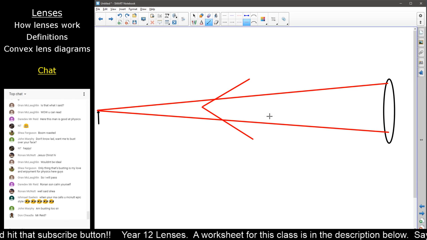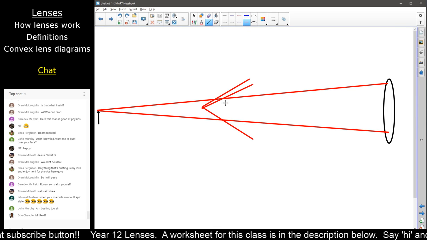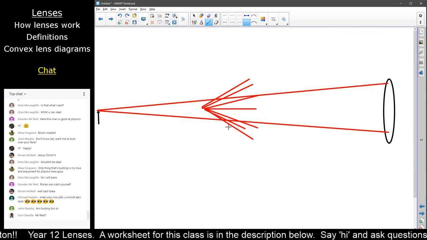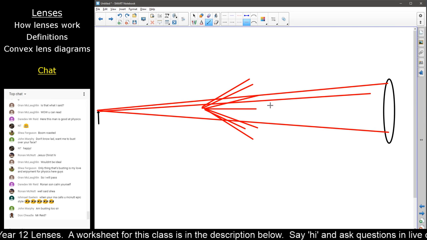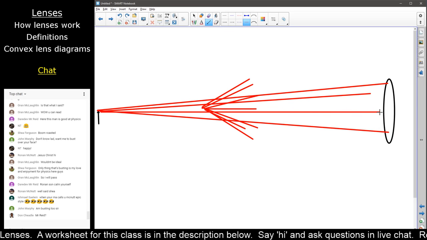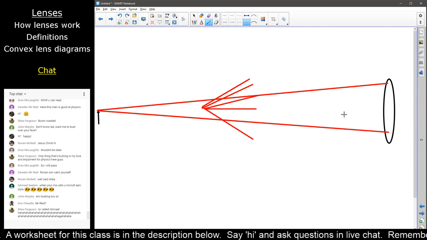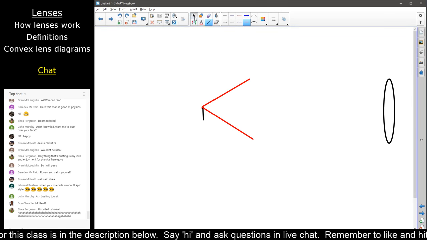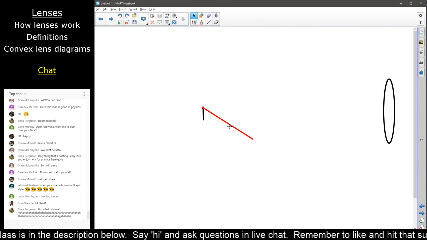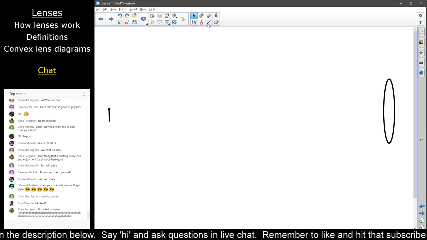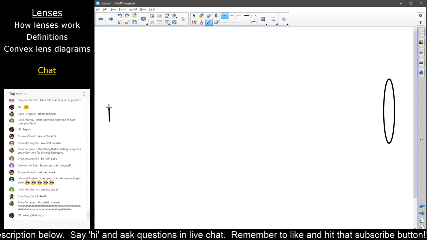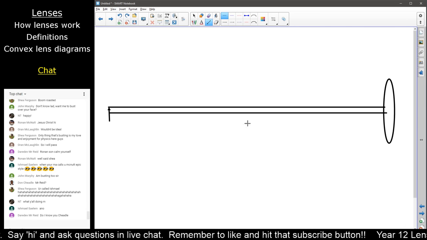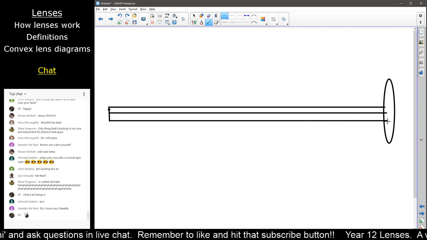As I go further and further back, I can draw piles and piles of rays in here, whereas in here, I can draw less. Still quite a few, but less. Can you imagine a situation where if I got this object sufficiently far away, only one ray would actually come through and hit this lens, and the ray that would hit the lens would be parallel to the principal axis? In fact, the only one that would come from anywhere on it would be parallel to the principal axis.